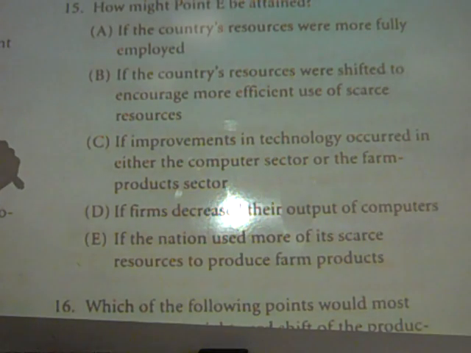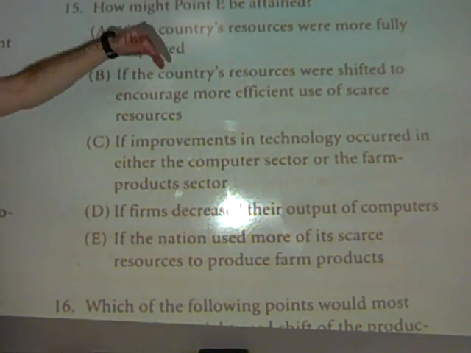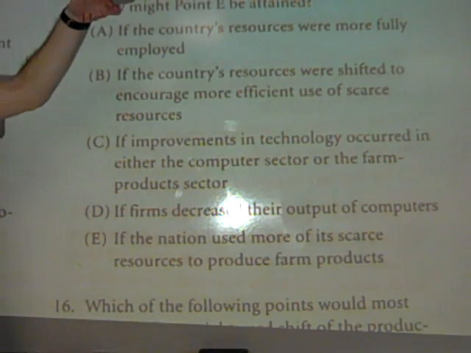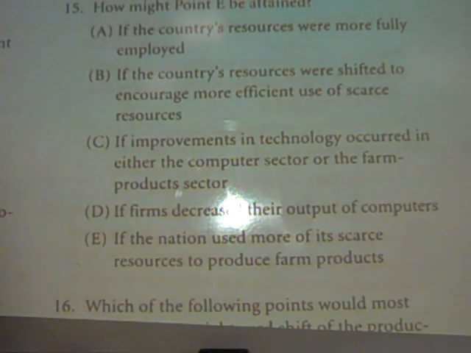What if the country's resources are shifted to encourage more efficiency? Does the PPC know that you could be being more efficient? Yes. It's out there saying you could be more efficient. Come on out here to the curve. But if you're being inefficient, you're inside the curve. If improvements in technology occurred in either one, that would work. Let's see. If firms decreased their output of computers, and the nation used more of its scarce resources to produce farm products, that would just move you to some other point, because you'd have to give up some computers.